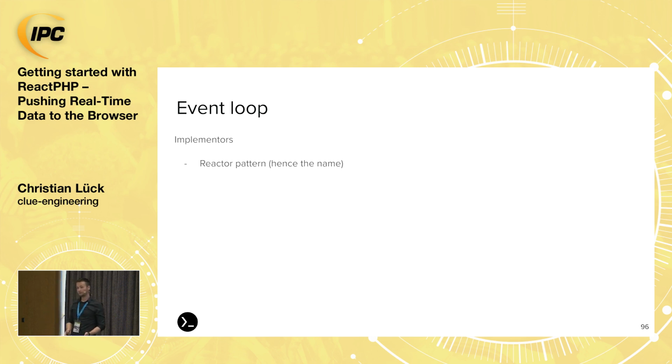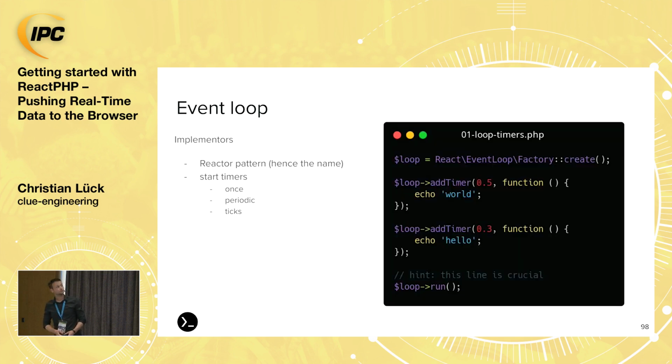What the loop can do from an implementer side, it has the name for a reason, because it implements a reactor pattern, which is also where we got the name from. And you can use it to start timers. So in code, this could look like this.